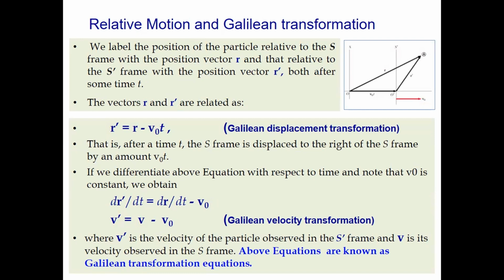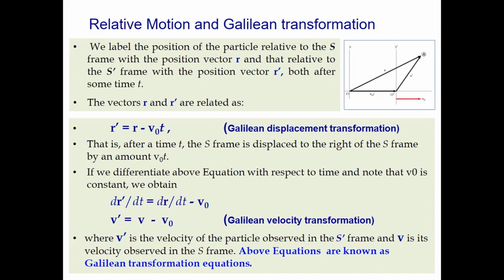For relative motions in classical mechanics, we have transformations called Galilean transformations. Let's first label and then study. We label the position of the particle relative to the S frame of reference, which is what we call the stationary frame, as R vector. Relative to the S dash frame, which is the moving frame, the position vector is R dash. Both are being measured at time t.